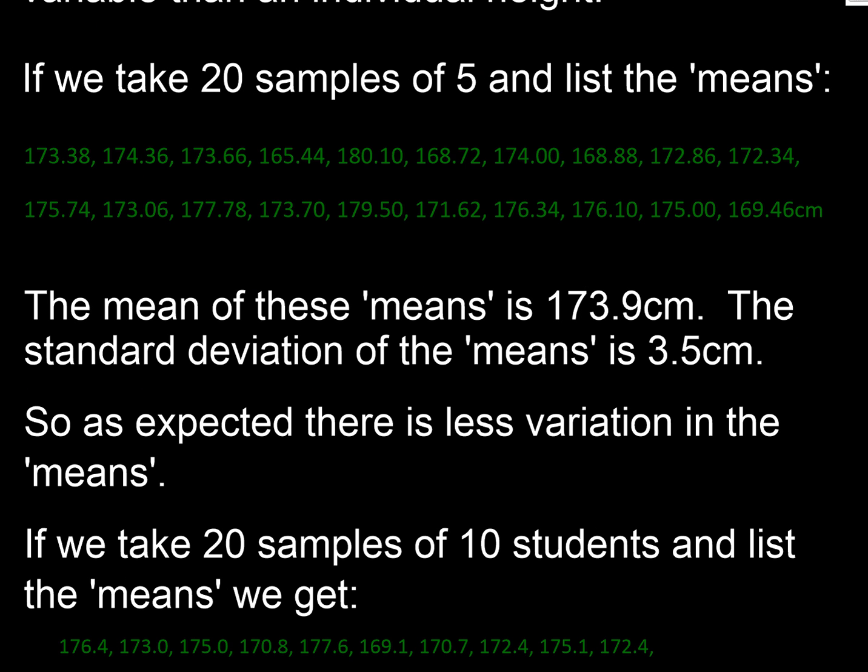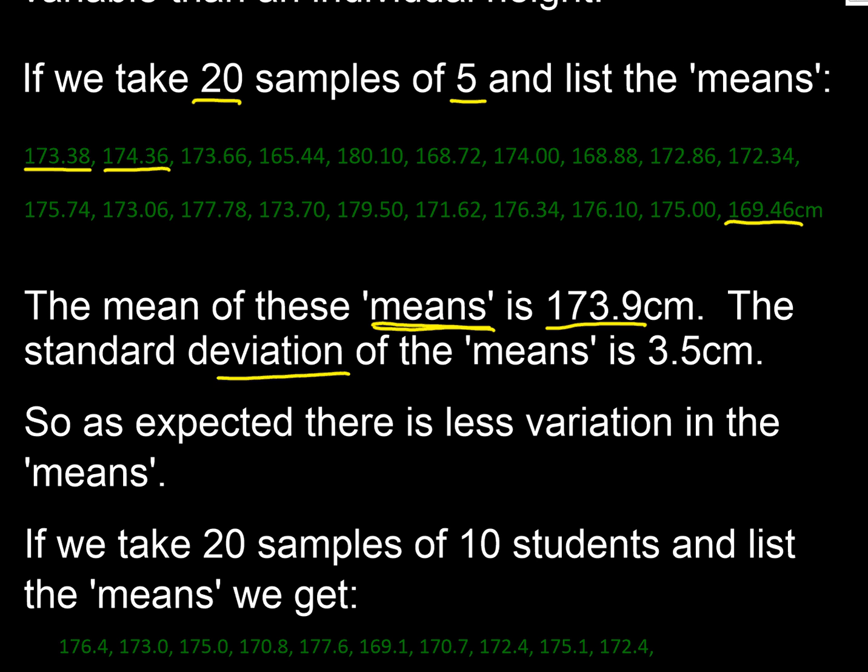Okay, so if I now took 20 samples of 5, our first one had a mean of 173.38 as we saw above, our next 5 is 174.36, and we go through and we've got 20 of those, so the last one's 169.46. So what I'm now going to do is look at the mean of these means. Each one above is a mean. So we're doing the mean of means, and it's worth trying to get that in your head as a sort of words to use, mean of means. So the mean of these means is 173.9, which is again quite close to the population mean.